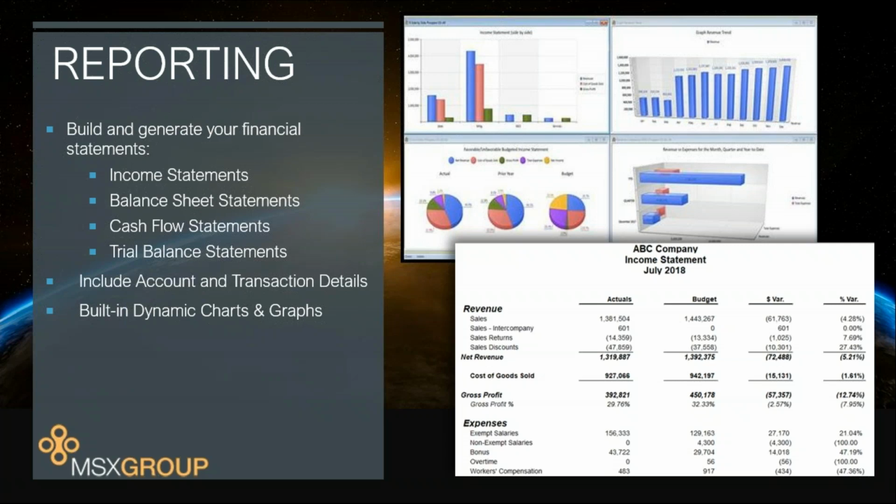Now, it is focused on GL data, so we're not pulling any information from other systems like your fixed assets or HR. This is general ledger data, but we do allow you to drill down to the account level detail pages and to the transaction level detail pages. And all of these reports that you generate with Prospero have built-in charts and graphs. So not only can you drill down through the numeric reports, you can also drill down through the charts and graphs inside Prospero.